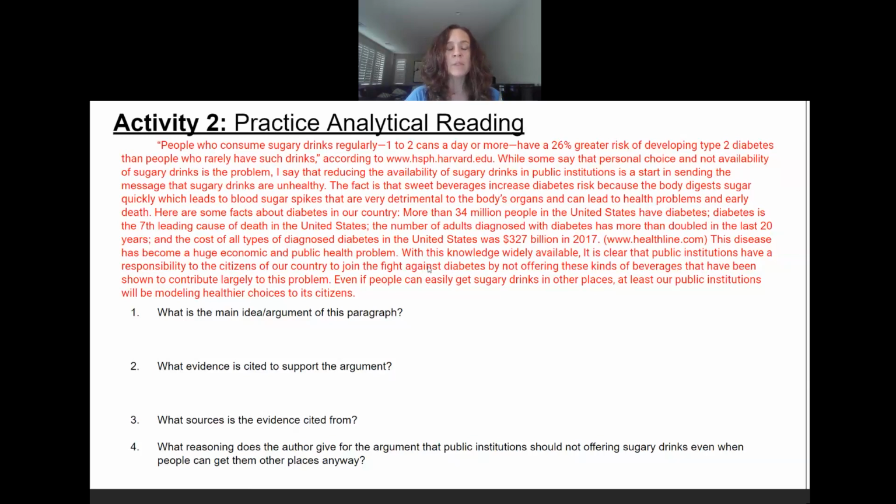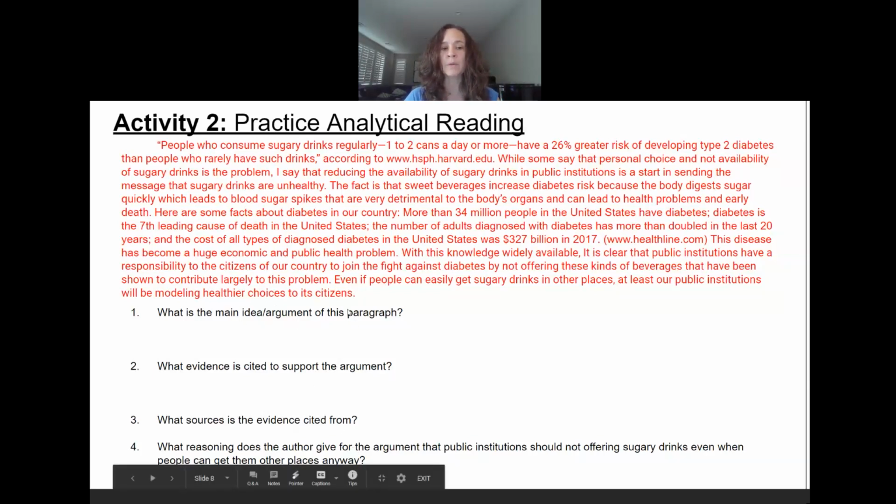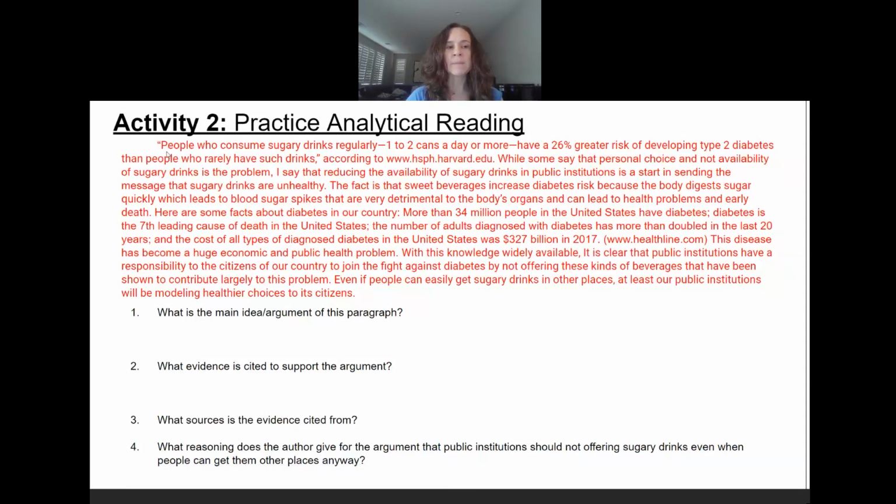But for now, I'm just going to read this and walk you through what you need to write for the answers of these 4 questions. So here's a paragraph. It says, people who consume sugary drinks regularly, 1 to 2 cans a day or more, have a 26% greater risk of developing type 2 diabetes than people who rarely have such drinks.